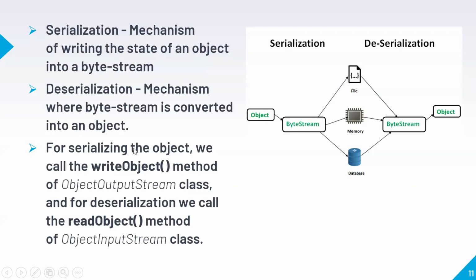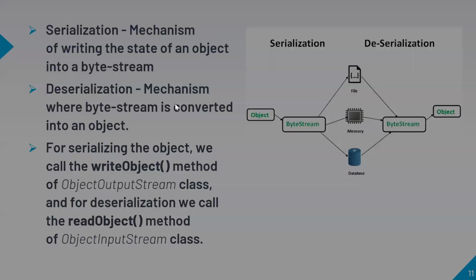We use the writeObject method of the ObjectOutputStream class. And for deserialization, we call the readObject method of ObjectInputStream. Basically, input streams usually do the reading, and output streams usually do the writing. So for serialization, we use ObjectOutputStream or writeObject because we need to convert that object into a byte stream and store it somewhere, and then we need to read that object from that byte stream. So we use readObject or ObjectInputStream.